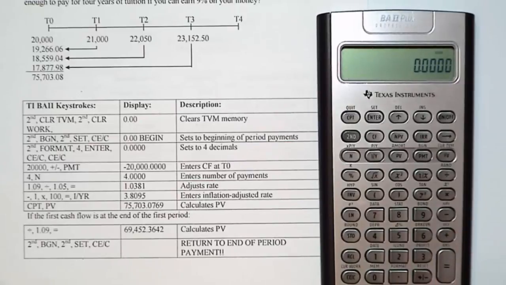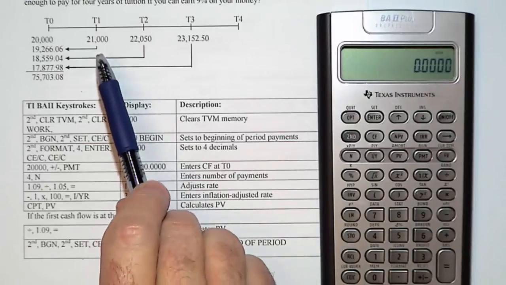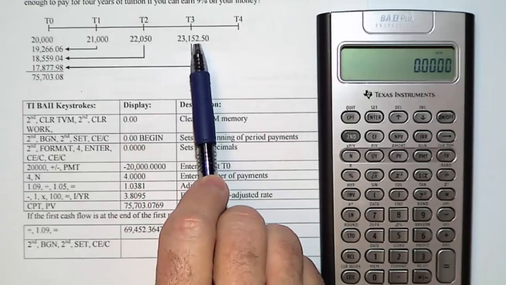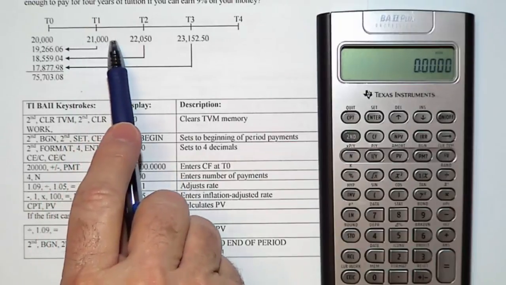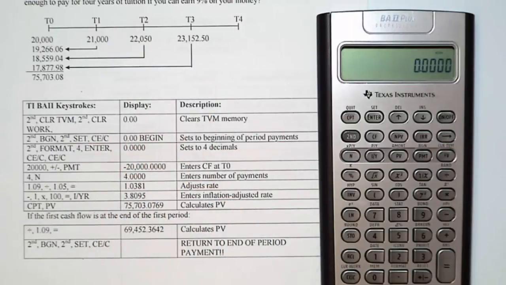So our payments are 20,000, 21,000, 22,050, and 23,152.50. However, we are going to trick the calculator into thinking that this is an annuity due. It isn't an annuity due because the payments aren't equal. But when we use the adjustment of rates for what we might call a real rate of return, like we did in the previous video, we can treat this as if it were an annuity, as long as these amounts are growing at a constant percentage.